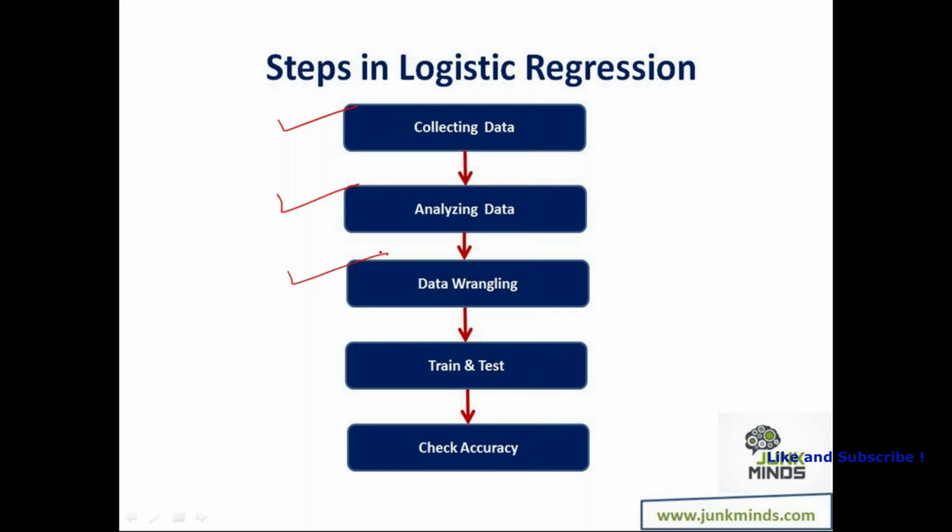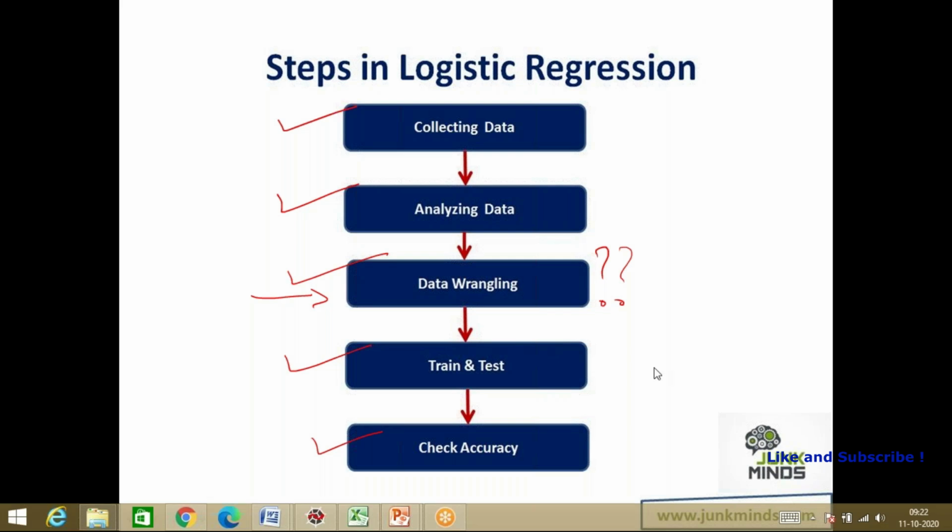Data wrangling will basically talk about how to clean the data, how to get the required data properly. This is something which is extremely important. As a data science professional, or as a data analyst professional, you should be really good at the process of data wrangling. We'll see this in a lot of detail today. Then you have training and testing of data, and finally you have to predict the accuracy of the model. So there are 5 steps: collecting the data, analyzing the data, data wrangling, train and test, and check accuracy.